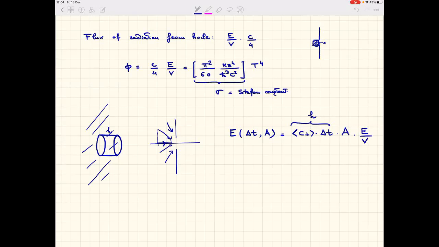But now I don't want the energy that gets out. I want the energy per unit area and per unit time, the flux. So this is given by E delta T A divided by delta T and A itself. So therefore, this is equal to average c perpendicular times E/V, and average c perpendicular is c/4, so c/4 E/V. Is it more clear now? Is it better? Did you get the logic of this calculation?